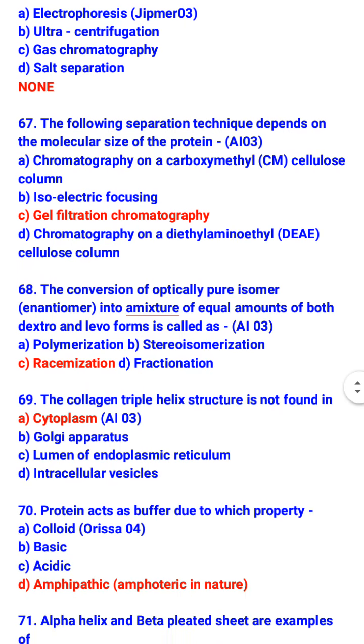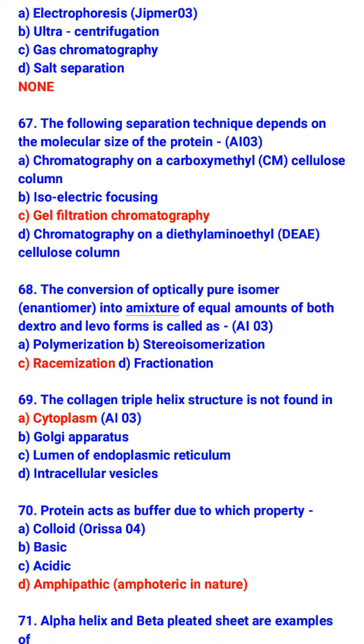The conversion of optically pure isomer enantiomer into a mixture of equal amount of both dextro and levo form is called racemization. The collagen triple helix structure is not found in cytoplasm. Protein acts as buffer due to which property? Amphipathic, that is amphoteric in nature. Alpha helix and beta pleated sheet are examples of secondary structure.